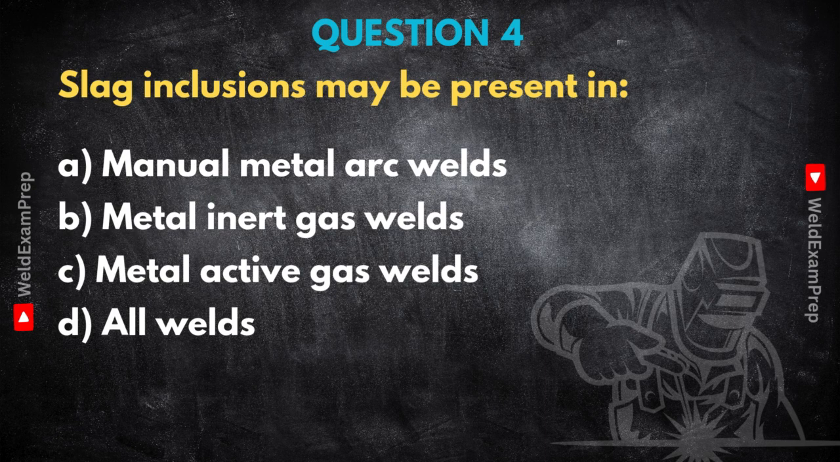And the clear answer here is A, manual metal arc welds. MMA or stick welding? Exactly, stick welding, or SMAW as it's also known. Let's think about slag first. It's that glassy layer that forms on top of the weld bead, right? Because of the flux coating on the MMA electrode.